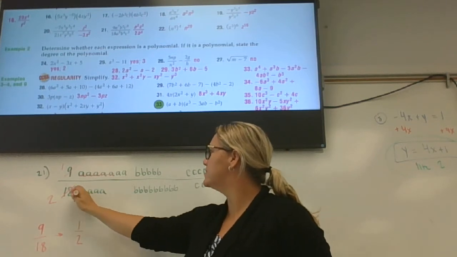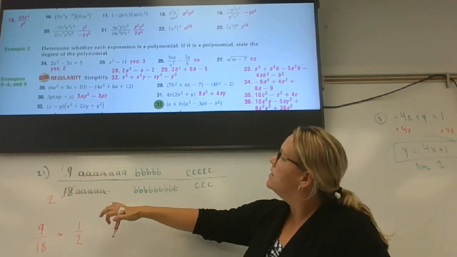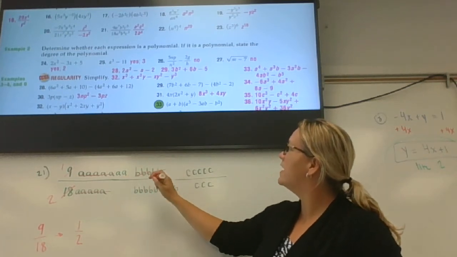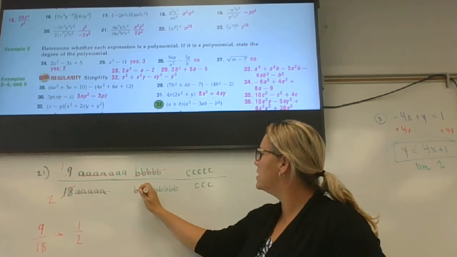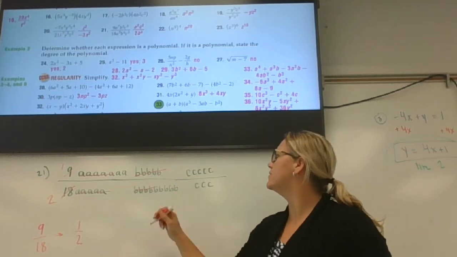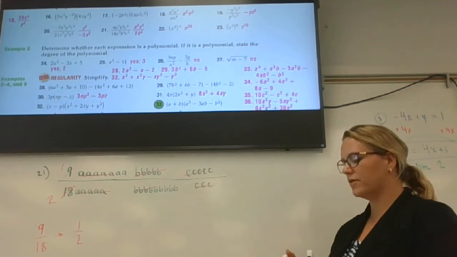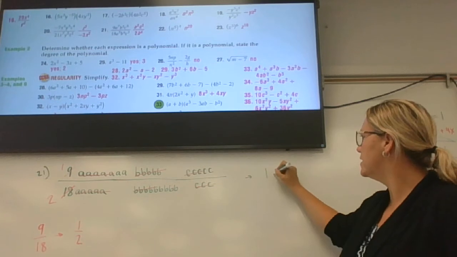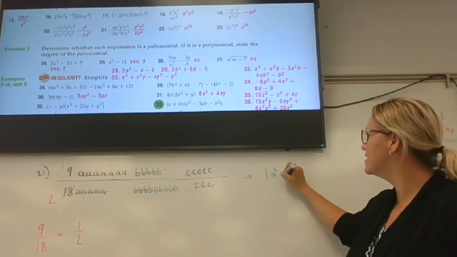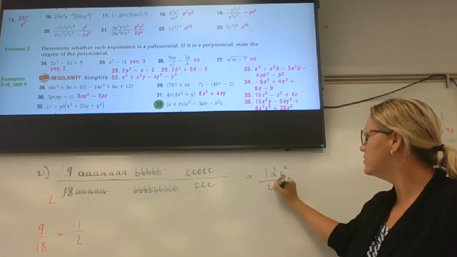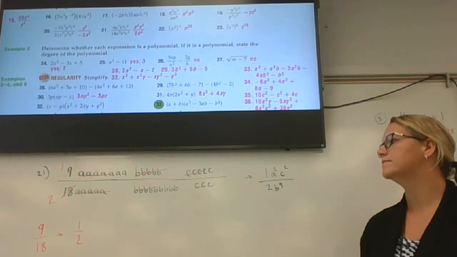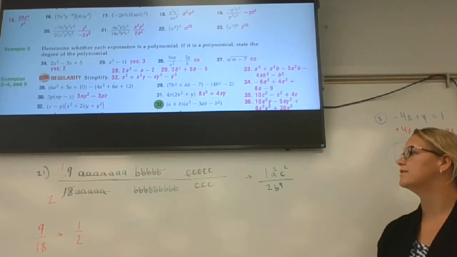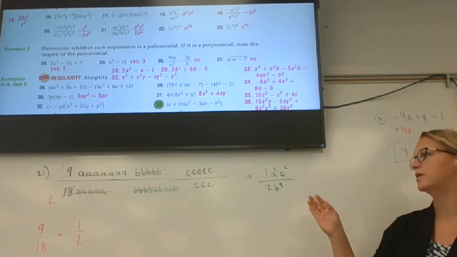And I got 5 A's over 5 A's, so that's 2 A's remaining in the numerator. And I got 5 B's over 5 B's, so that's 4 B's left over. 3 C's over 3 C's. So 1 A squared C squared over 2 B to the 4th. So writing it out isn't always feasible, but it does kind of help you understand where the difference comes from.